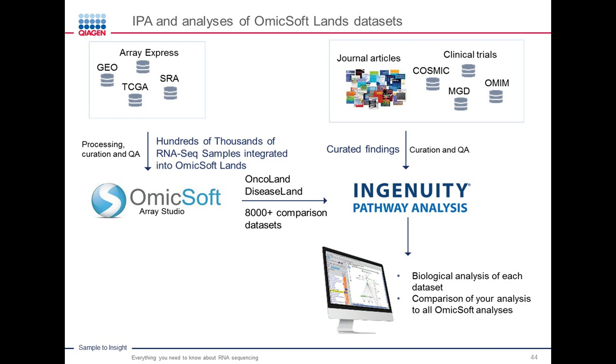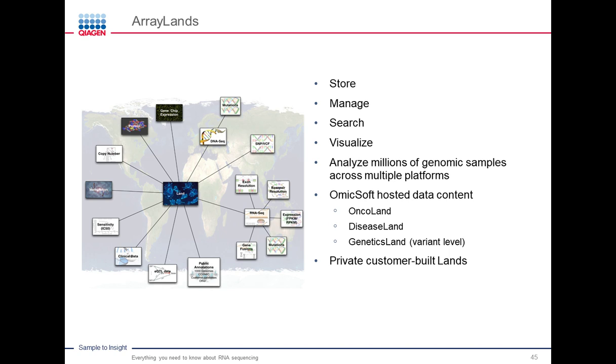So when you combine OmicSoft with IPA, you can have the biological analysis of each of your data set and comparison of your analysis to all of the OmicSoft analysis. So basically, you take your data and you do the tertiary analysis. It gives you what's already known, what's potentially unknown, and literally gives you a built-in future direction for your experiment. And a quick look at Array Lands.